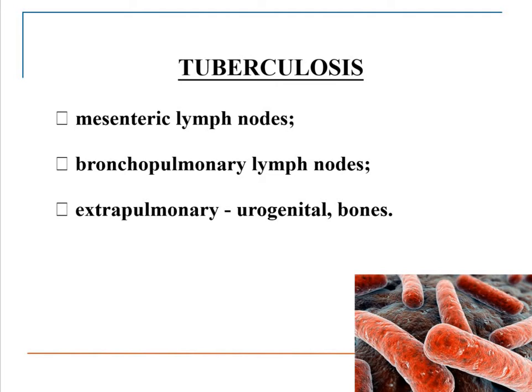Tuberculosis is the most important cause for patients with fever of unknown origin from all infectious diseases. Tuberculosis is the most popular infectious disease and the main infectious disease which may lead to fever of unknown origin.